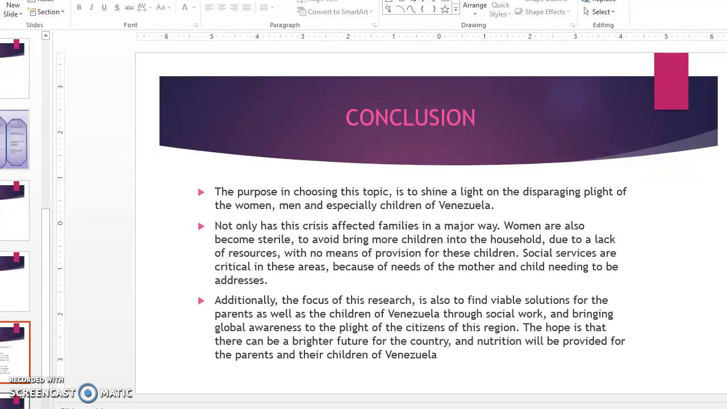Hopefully through more research and acknowledging that it does exist, the future of the country will be brighter, and nutrition and meaningful resources will be brought to the country so that they can have a shot at a healthier life and a happier one.